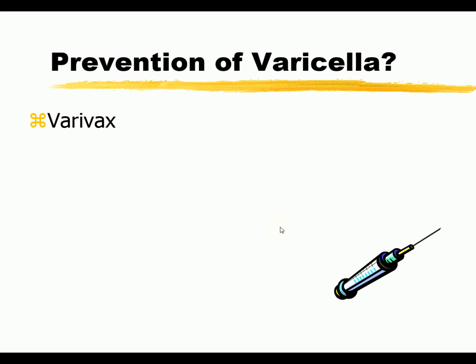Prevention is Varivax, and we've already been over this. This came out in 1995. You have to be 12 months or older to receive Varivax. We've been over that. Now you have to have two doses. Side effects can be breaking out in a chickenpox-like rash, low-grade fever, and malaise, okay?